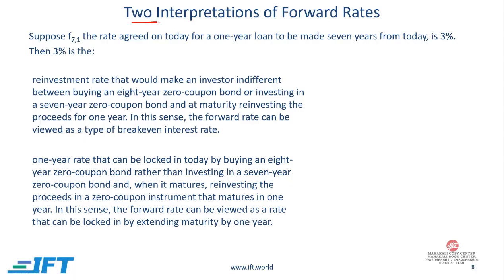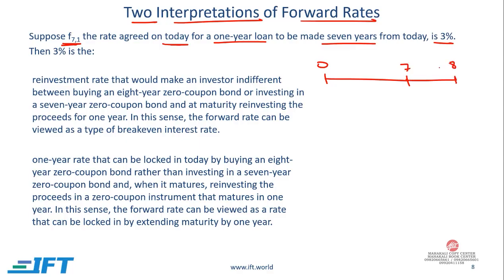We'll now talk about two interpretations of forward rates. Suppose F7,1, which is the rate agreed on today for a 1-year loan to be made 7 years from today, is 3%. So we have a situation, time 0 is today. This is end of 7 years. This is end of 8 years. And we have a forward agreement, and this rate F7,1, which represents the rate for this period, is 3%. So what are two possible interpretations of this forward rate?